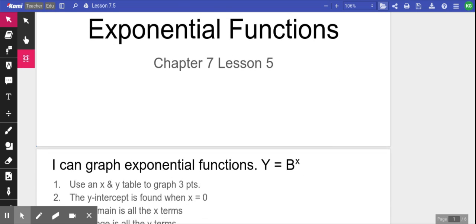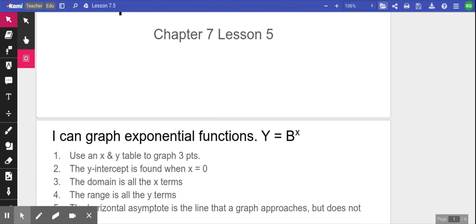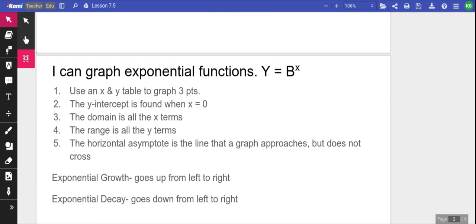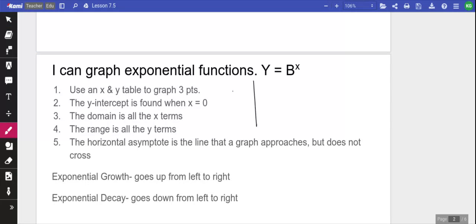Chapter 7, Lesson 5, Exponential Functions. So the first thing we're going to do with exponential functions in this section is graph them. So we're going to do that by using our XY table. And remember that for our XY table, under our X's, we use -1, 0, and 1.